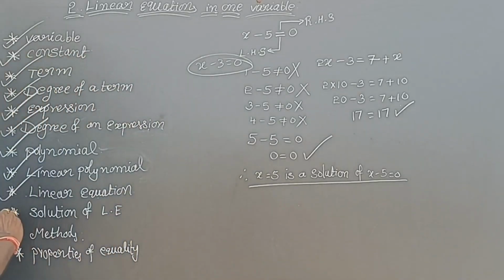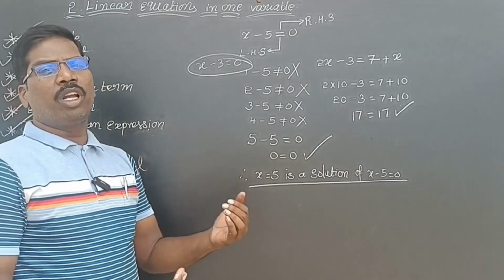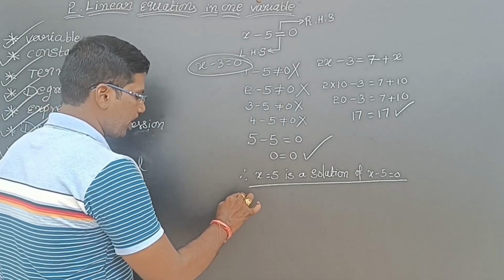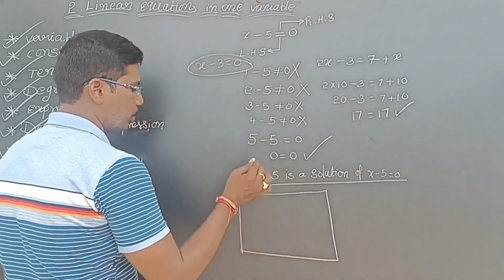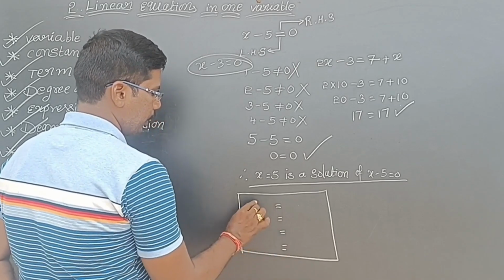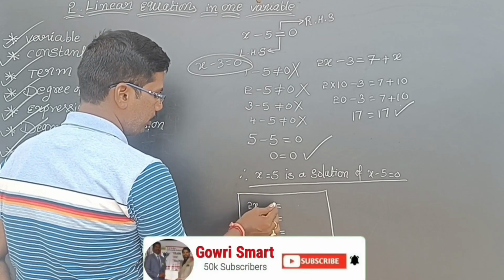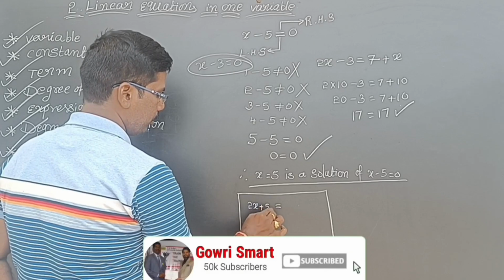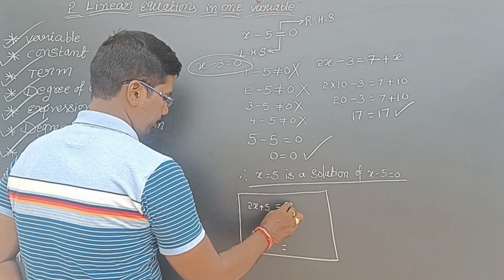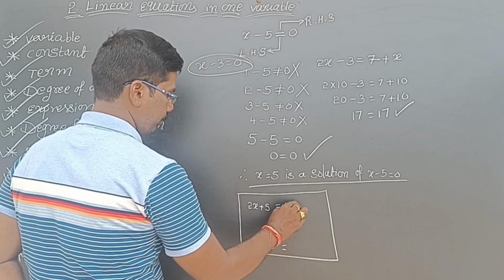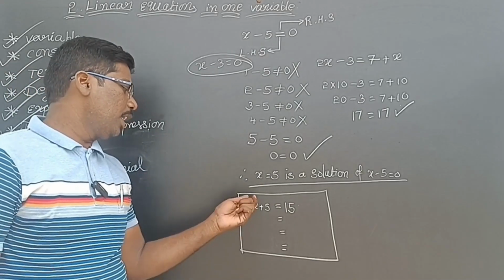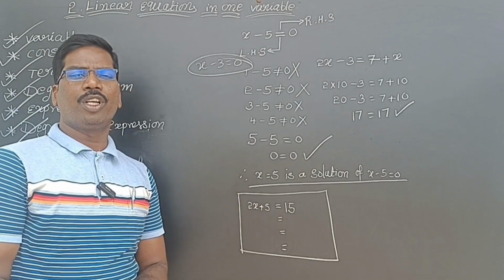Now we'll see the methods. What are the methods for finding the solution of a linear equation in one variable? There are only 4 methods, or 4 steps, we can say. For everything I will take only one example: 2x plus 5 is equal to 15. This is a linear equation in one variable.